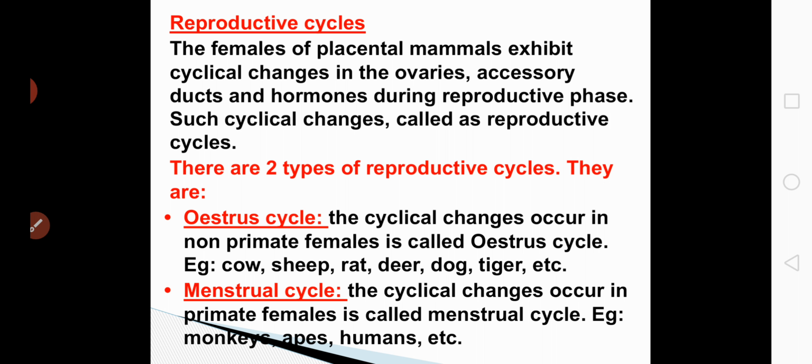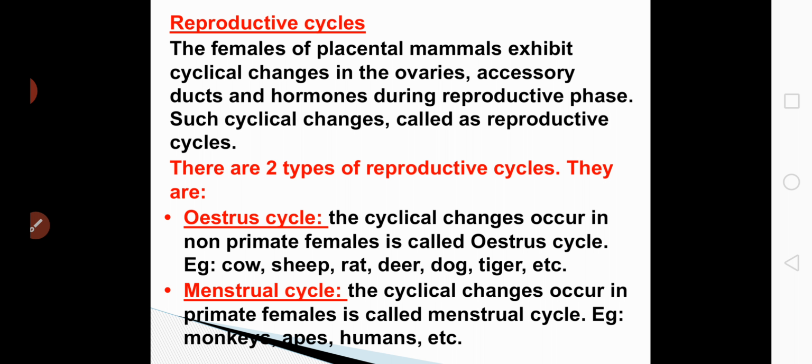So during that process, the females of the placental mammals exhibit cyclical changes in the ovaries, in the accessory ducts as well as in the hormones. Such cyclical changes are called reproductive cycles. The cyclical changes which occur in the females of the placental mammals are called reproductive cycles.